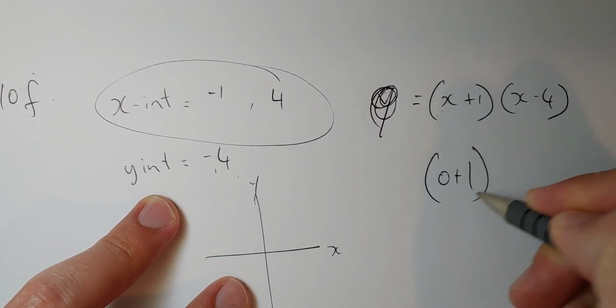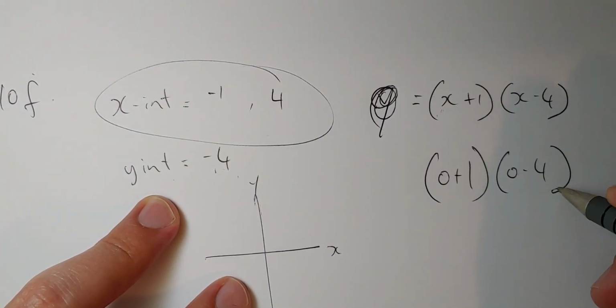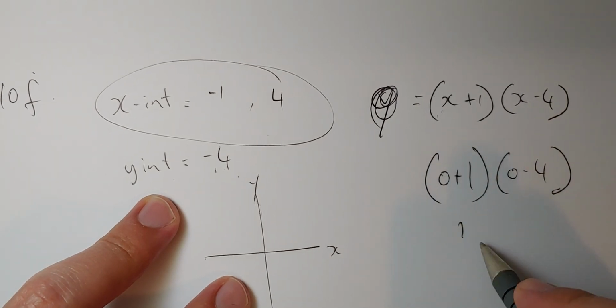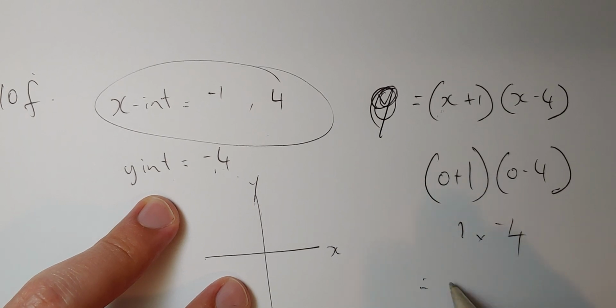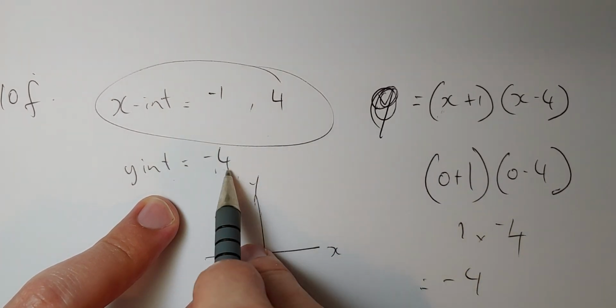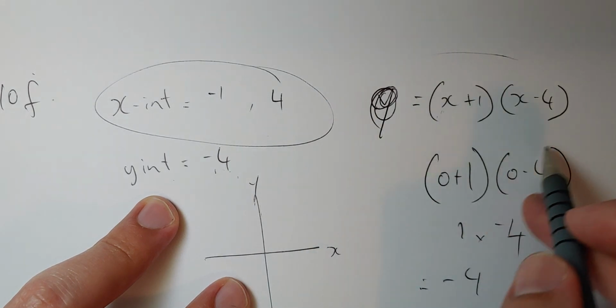0 plus 1 and 0 take 4. 0 plus 1 is 1, times 0 take 4 is -4. 1 times -4 equals -4. Now that is the y-intercept. So this will be the equation of the line.